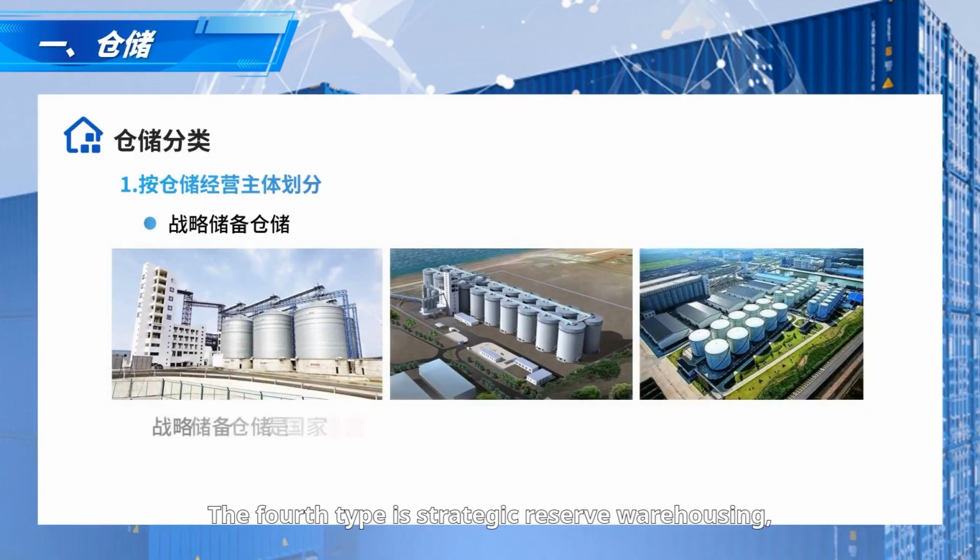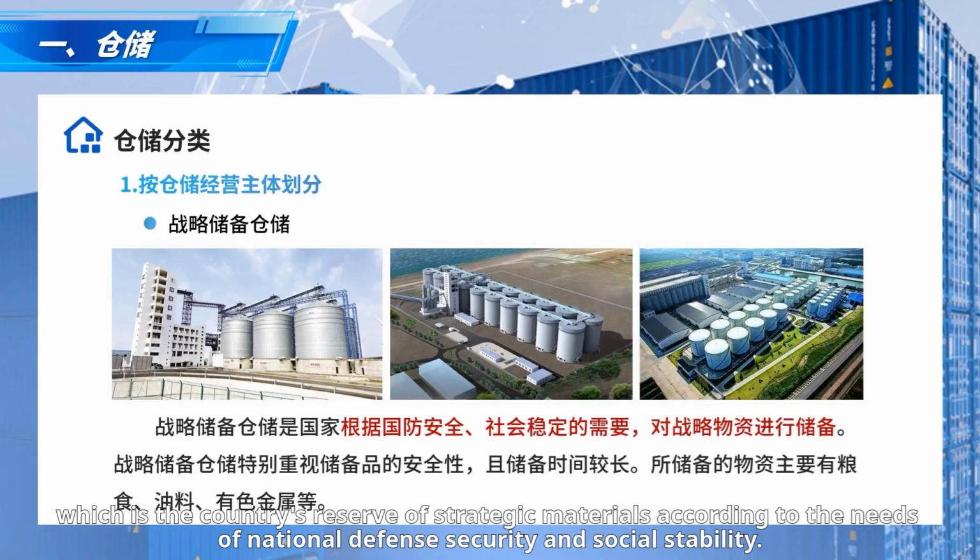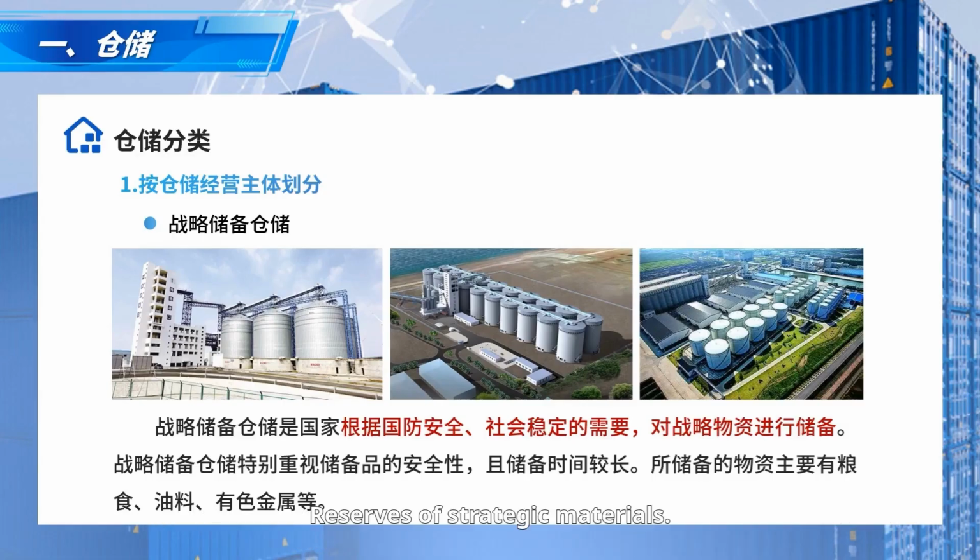The fourth type is strategic reserve warehousing, which is the country's reserve of strategic materials according to the needs of national defense, security, and social stability. Strategic reserve warehousing pays special attention to the safety of reserves, and the storage time is longer. The stored materials mainly include grain, oil, non-ferrous metals, etc.